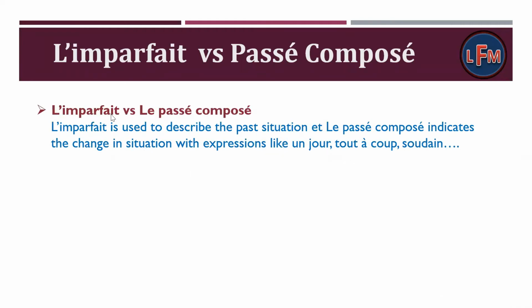Let's see the difference between imparfait and le passé composé together to better understand where to use them. L'imparfait is used to describe the past situation. Et le passé composé indicates the change in situation with expressions like un jour, tout à coup, soudain.